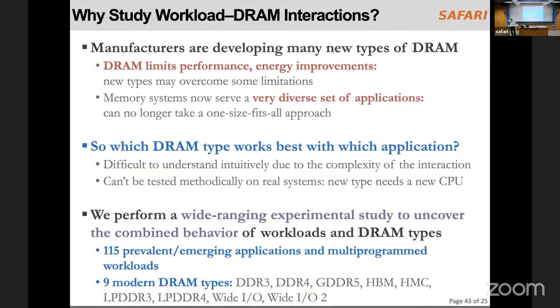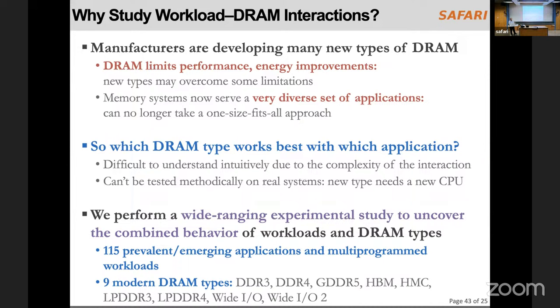The reason that we did that is that manufacturers are developing many new types of DRAM, and DRAM limits performance and energy improvements. And memory systems now serve a very diverse set of applications and can no longer take a one size fits all approach. So which DRAM type works best with which application? That was basically the reason that we did this experiment.